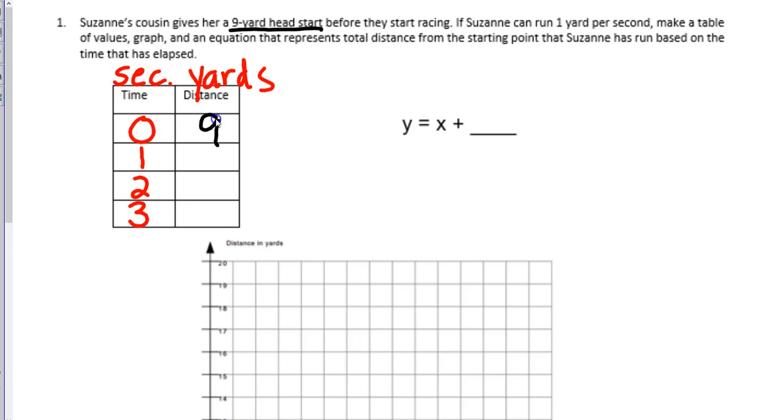So after 1 second, where would she be? What would her distance be? She was at 9, and it tells us that she can run 1 yard per second. Where is she going to be now? 10. After 2 seconds, where is she? 11. Then after 3, how many? 12. Okay?